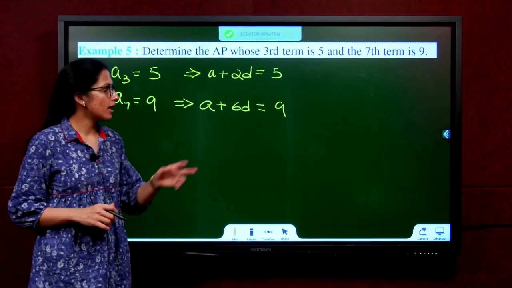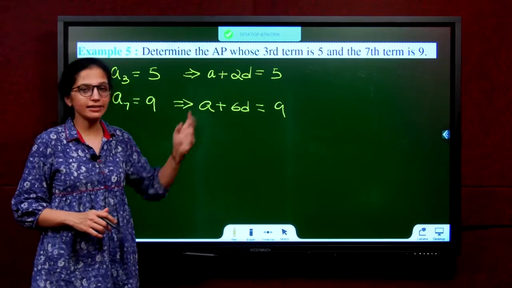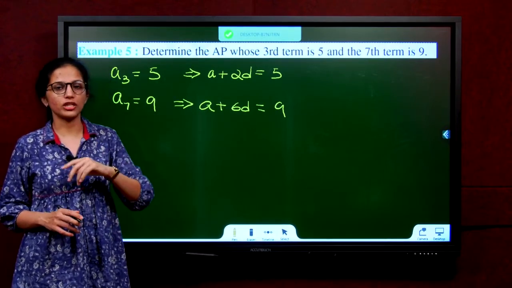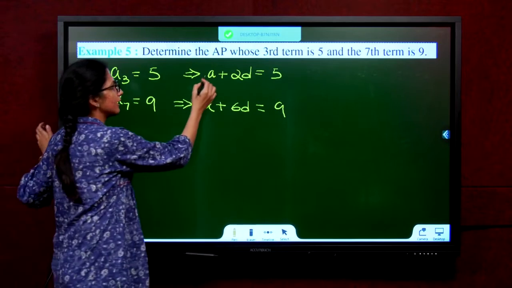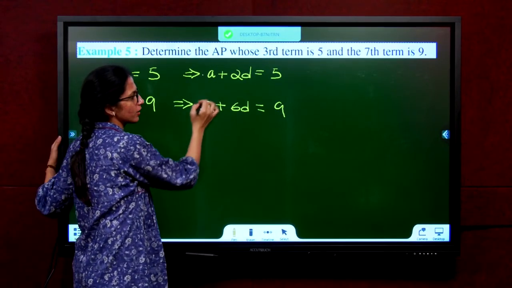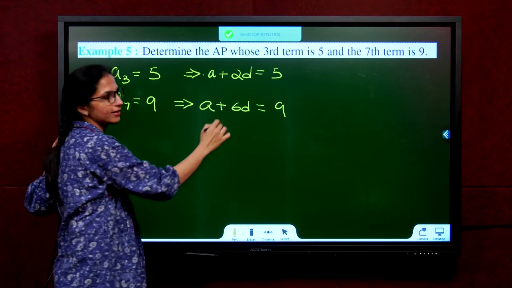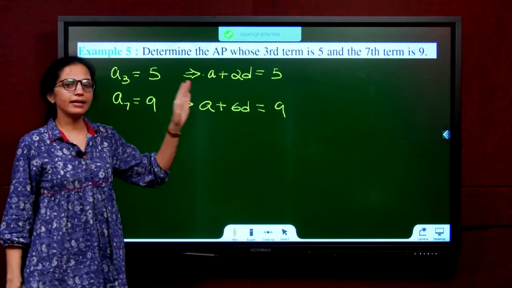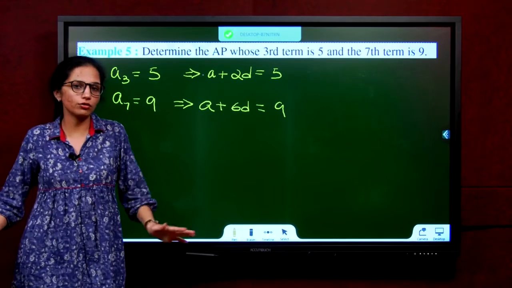Elimination method means if you have two variables, here A and D are my variables, make at least one variable's coefficient equal. Coefficient means next to A there's 1 here, next to A there's 1 here, next to D there's 2 here, next to D there's 6 here. Make any one coefficient the same. Here it is already the same. A and A already have the same coefficient, so you don't need to do that step.